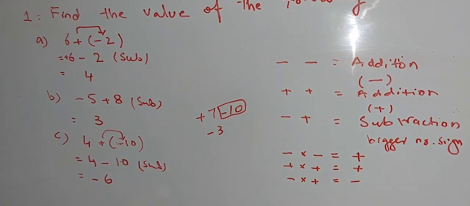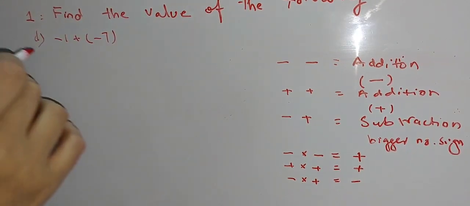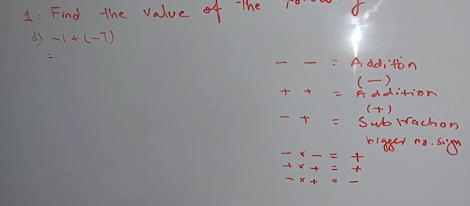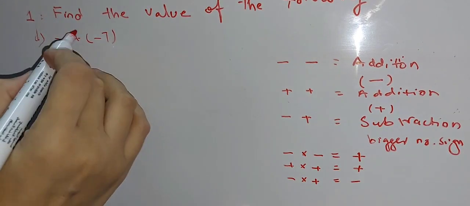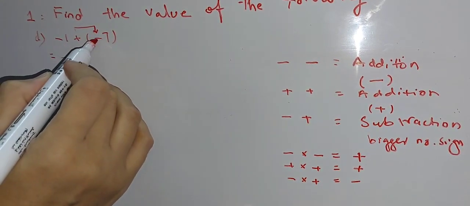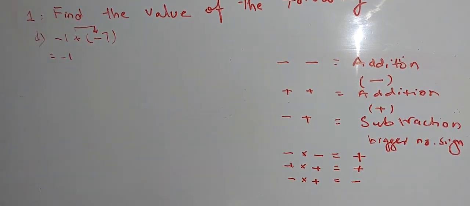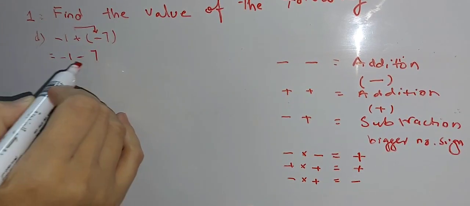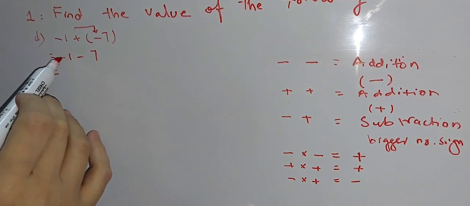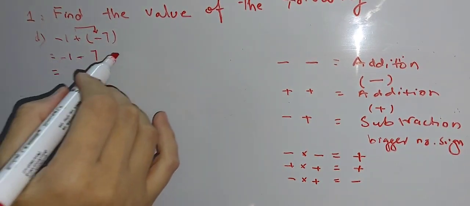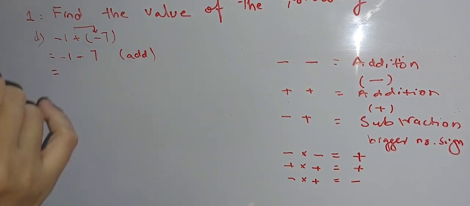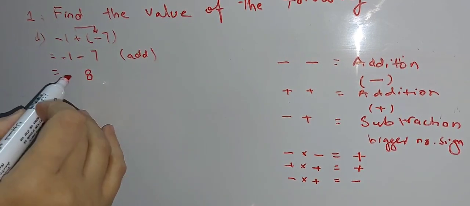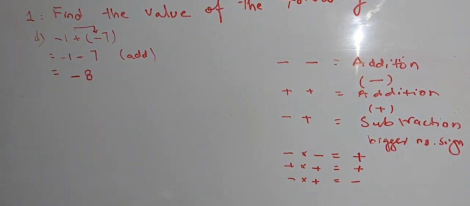Now move on to part D. Part D is minus 1 plus bracket minus 7. First step, we will open the bracket. Write down minus 1 as it is. Then this plus multiplies with this minus, because inside the bracket there is no sign in between, it means these two are multiplying. So plus minus gives minus and 7. And we learned that minus minus, we have to go for addition. We will add 7 and 1, that is 8, but both carry minus, so the answer will be minus 8.